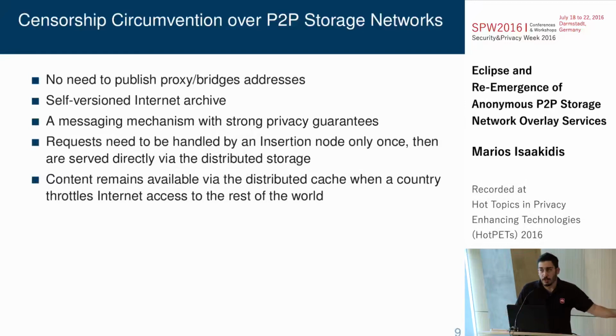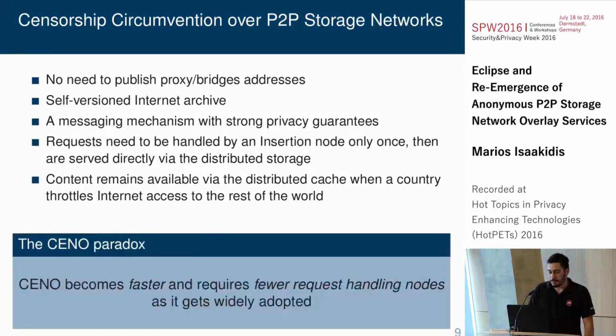Also, very important for censorship circumvention is that if a country decides to throttle internet access to the rest of the world, if a resource is cached in a node within the country, it will still be available to the rest of the people there.